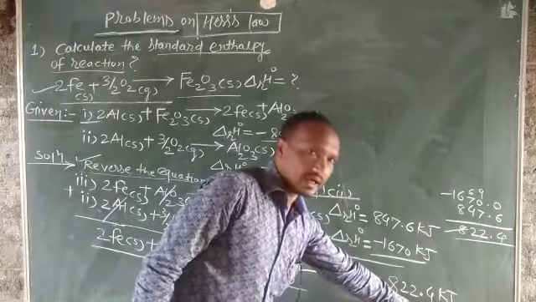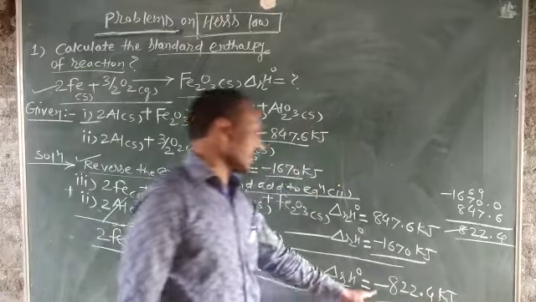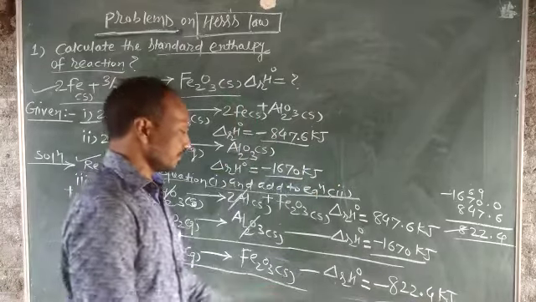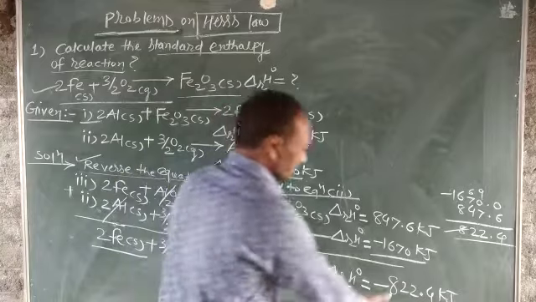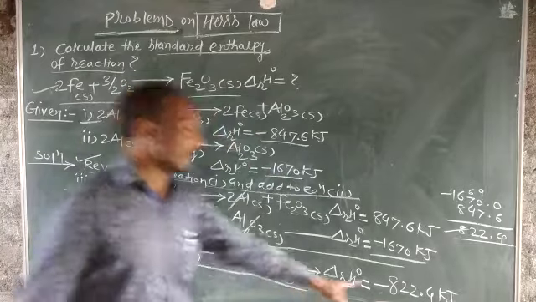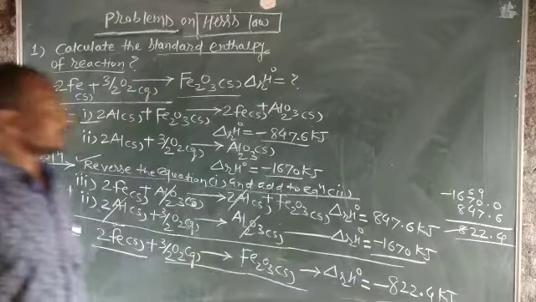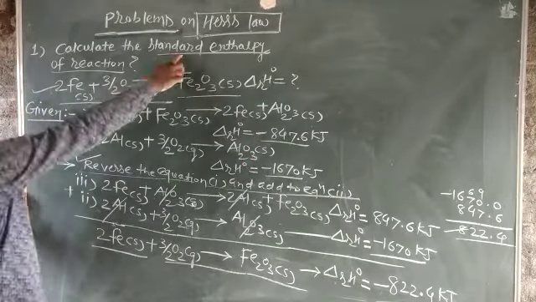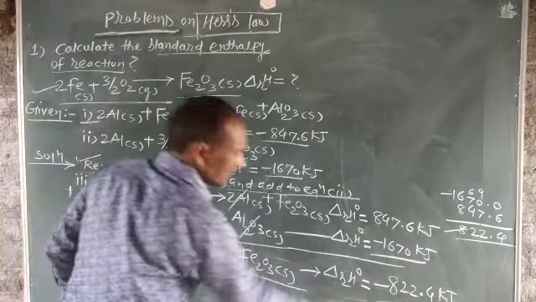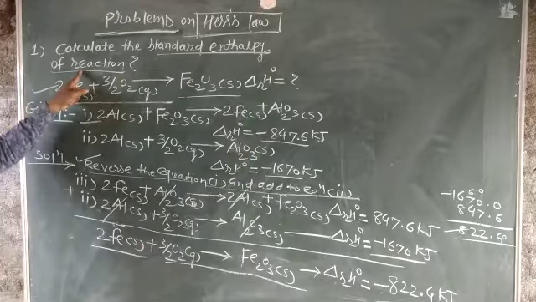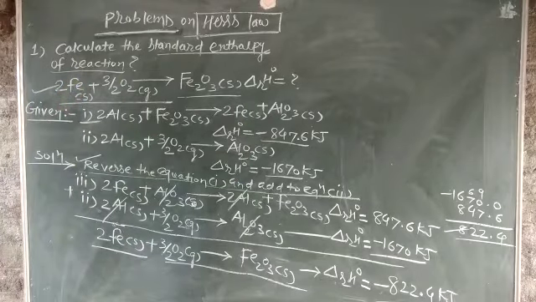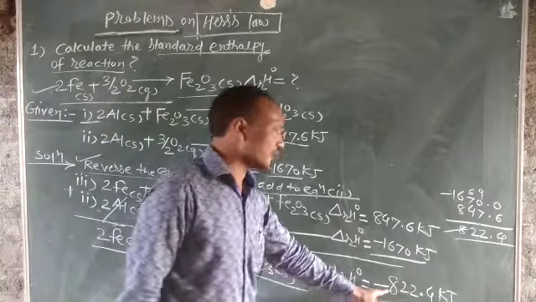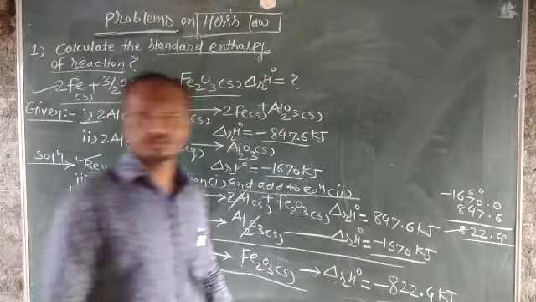We have to write the unit also. This unit is very important. So final answer we have got minus. This is the value. Okay. This is the minus 822.4 kg. So in this way we have solved to calculate the standard enthalpy. This is the standard enthalpy. Standard enthalpy for what? The reaction. So to calculate the standard enthalpy for reaction, minus 822.4. This is the final answer.